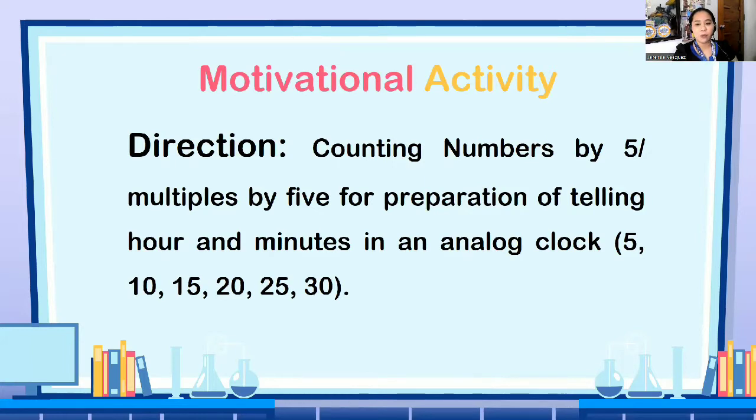Direction: we will be counting numbers from 1 to 30 and multiples of 5 from 5 to 30, in preparation of telling hour and minutes in an analog clock. Let's count 1 to 30. 1, 2, 3, 4, 5, 6, 7, 8, 9, 10, 11, 12, 13, 14, 15, 16, 17, 18, 19, 20, 21, 22, 23, 24, 25, 26, 27, 28, 29, and 30.